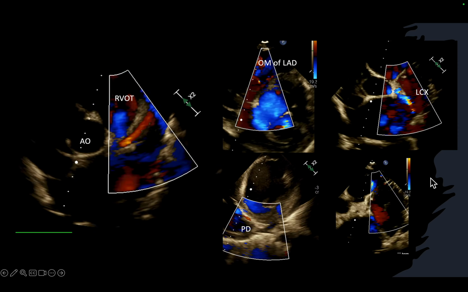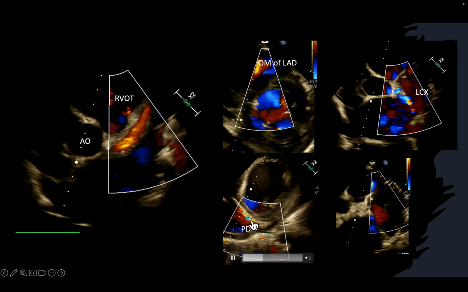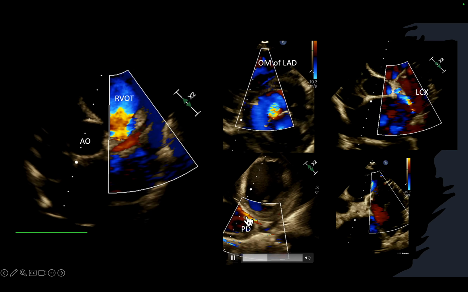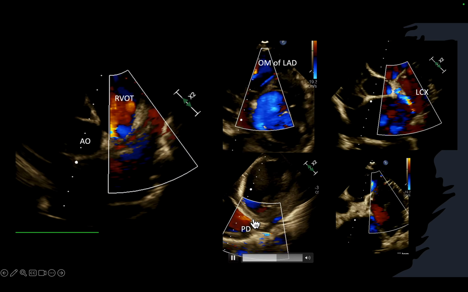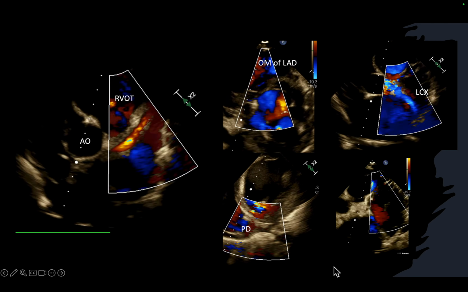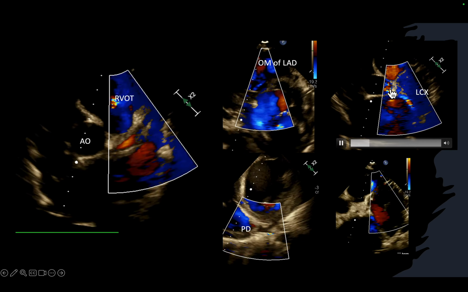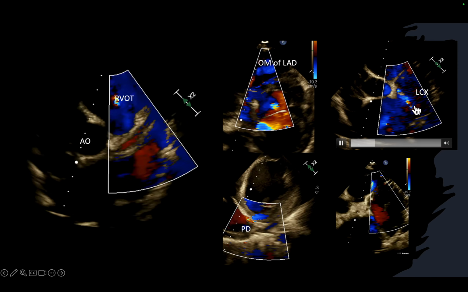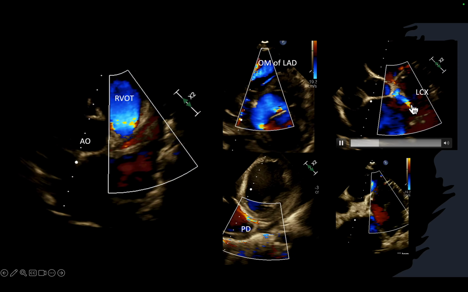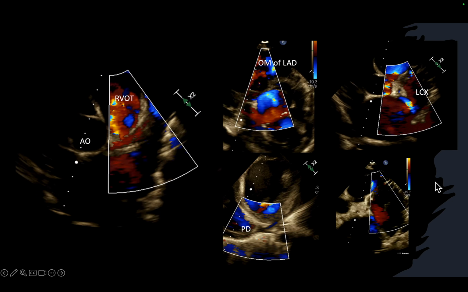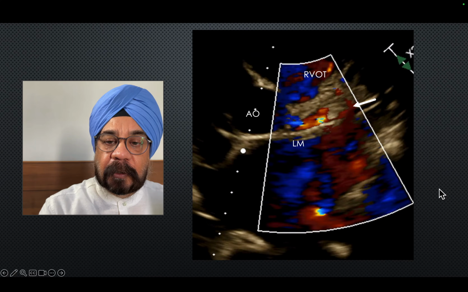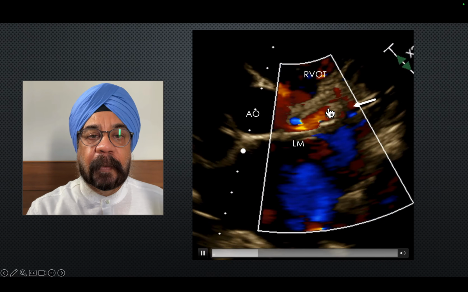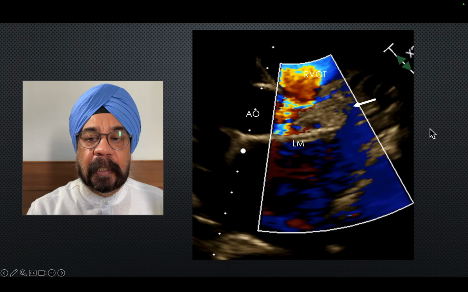And if you see here, there is a posterior descending artery which again shows some aliasing and is thinned out, indicating there is posterior descending artery stenosis also. Then you see the left circumflex artery, which again has an increased flow and some aliasing here, indicating an obstruction. This gentleman had triple vessel disease on coronary angio, and that showed only the proximal LAD ectatic.